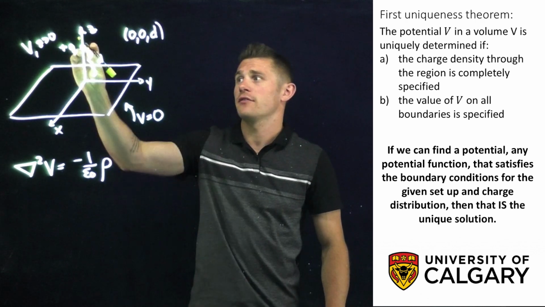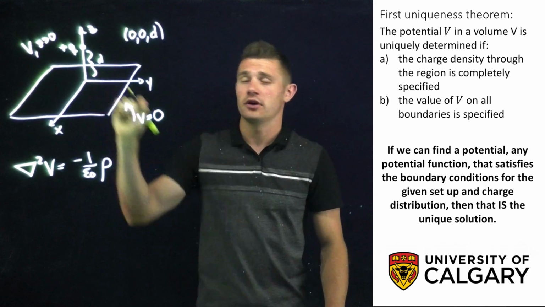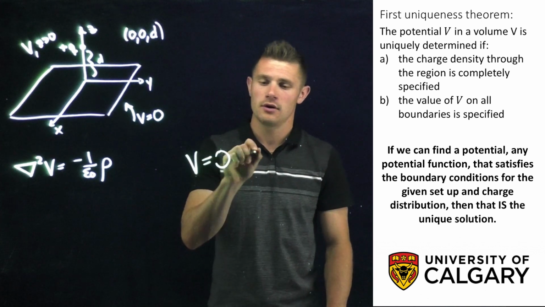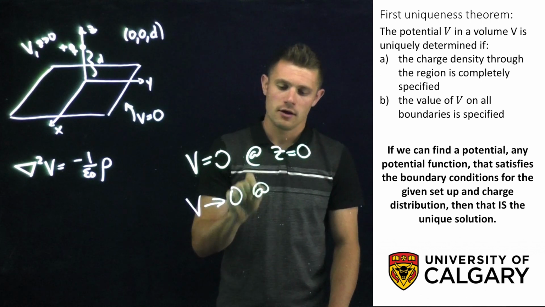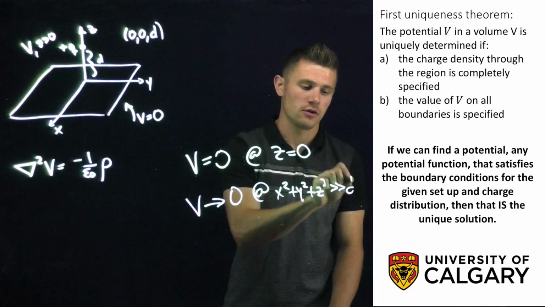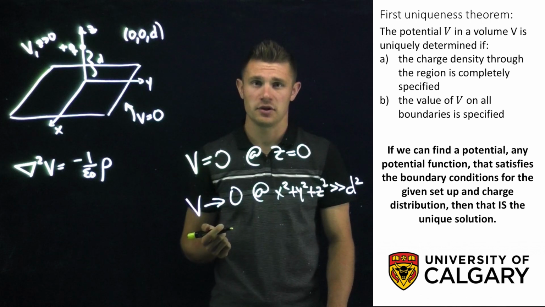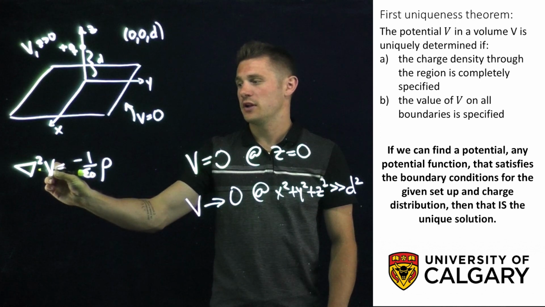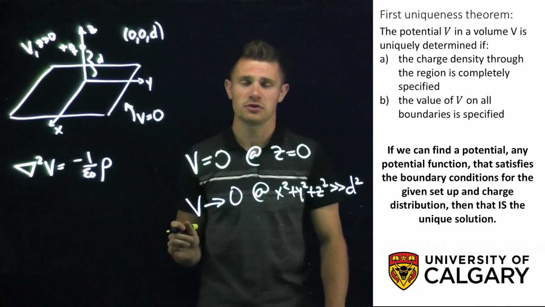In this case, we have a single charge, positive q, and an infinite conducting plane, and that will be our charge distribution. And the potential V is equal to 0 at z equal to 0, and V goes to 0 as x squared plus y squared plus z squared is much, much greater than d squared. And these are our boundary conditions. This specifies the potential on all boundaries. So using these two statements, we can remember that the potential V that we find that satisfies this problem will be the only solution to this equation.